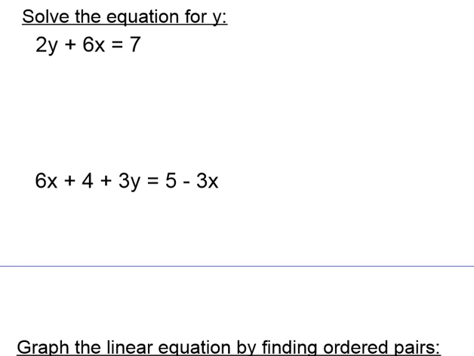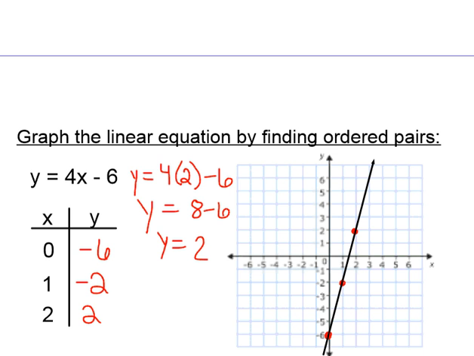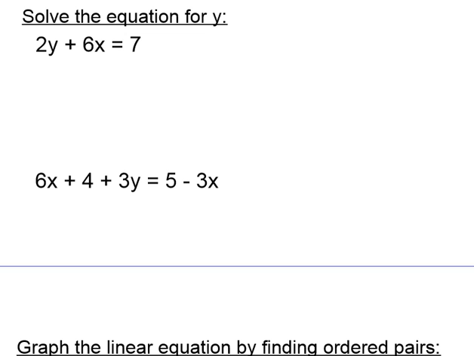Now I have my 3 coordinate pairs, and I'm going to plot those. So I'll start with 0, negative 6, which is right here. 1, negative 2, which is right here. And 2, comma 2, which is right here. And you can see that they do line up really nicely. I'll go ahead and put a nice straight line in there for us. And that is the linear equation that I've just graphed.